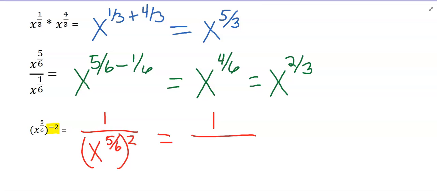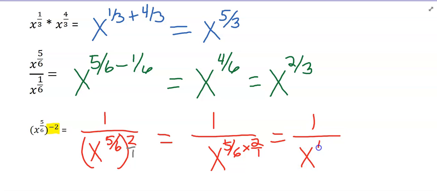So if you recall, power to power, we multiply our exponents. So I have 5/6 times 2, or 2 over 1. That gives me x to the 5/6 times 2 over 1. As stated before, the numerators multiply straight across, I get 10. The denominators multiply straight across, I get 6.